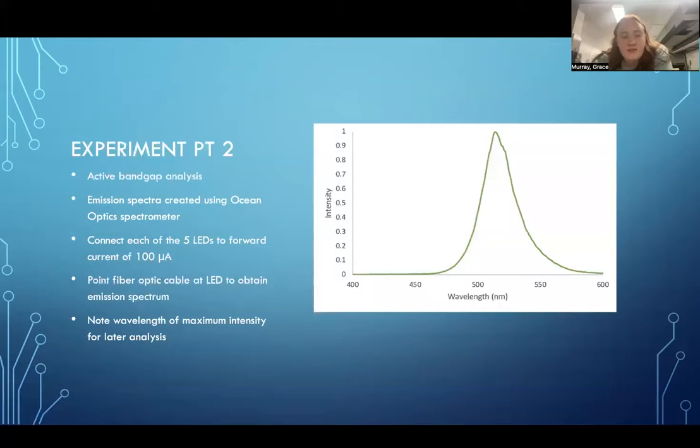For experiment 2, active band gap was analyzed using the emission spectra created using an Ocean Optics spectrometer and a fiber optics cable. The fiber optic cable was pointed at each LED to obtain an emission spectra, and the wavelength of maximum intensity was noted for later analysis.